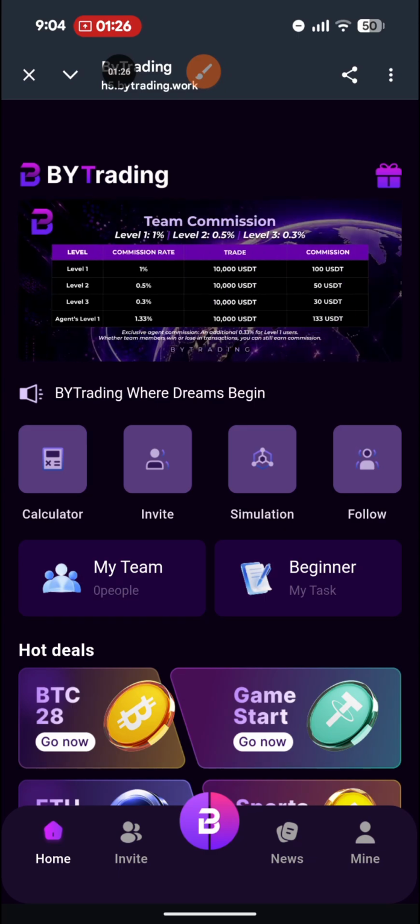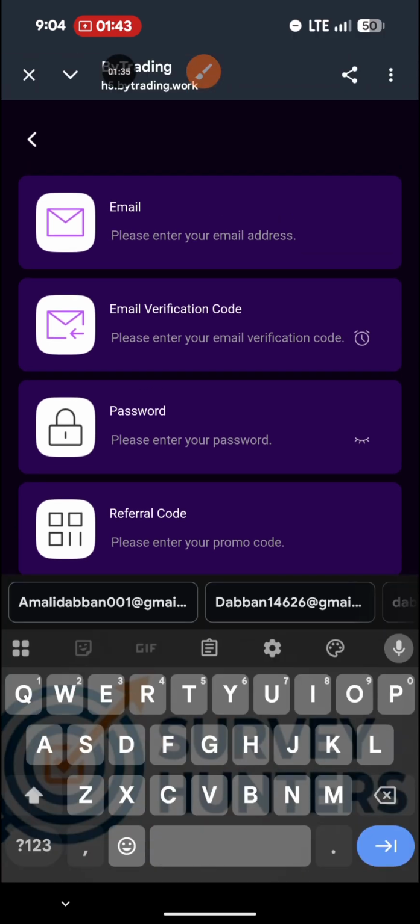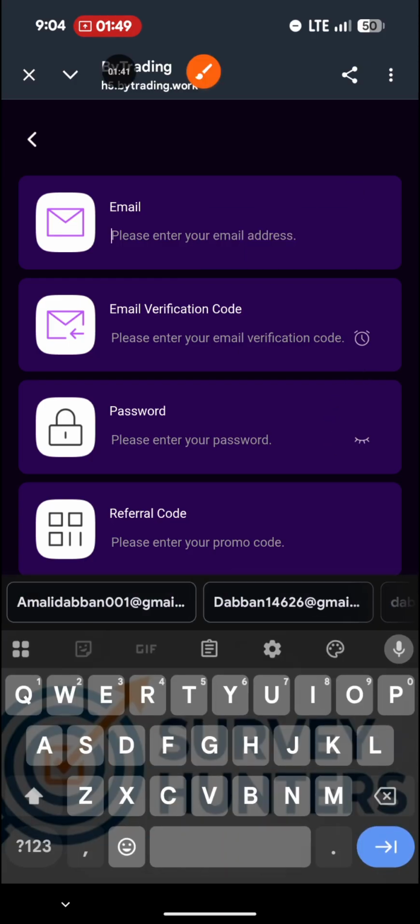Once you click on the link, it's going to take you to this particular page where you will be asked to input your email here. You input your email address. Now, once you input your email address, you click on this particular icon here and a code will be emailed to you.